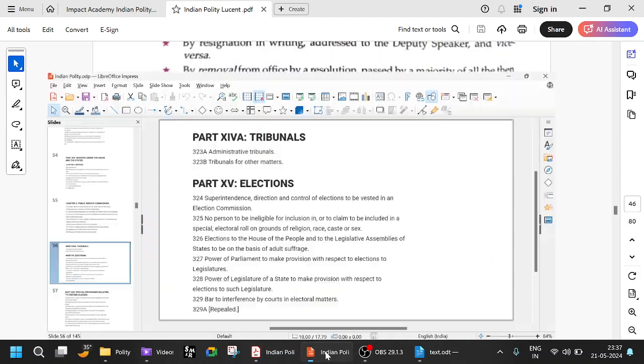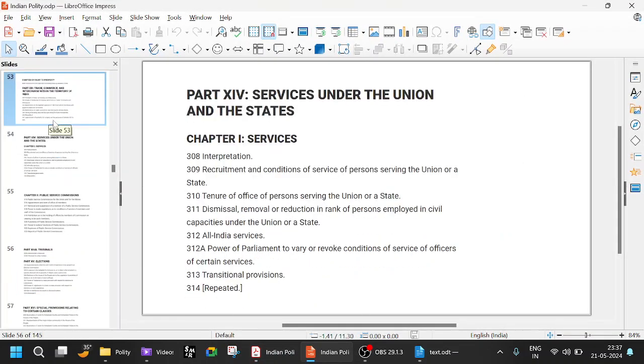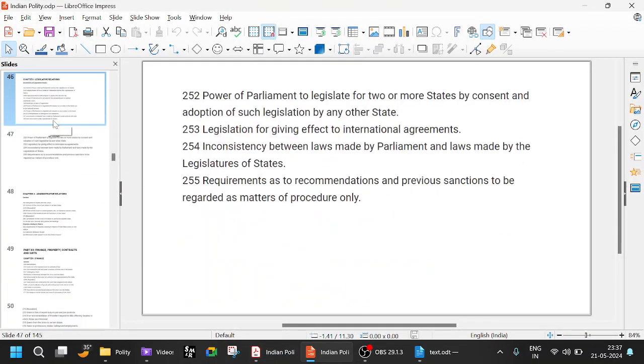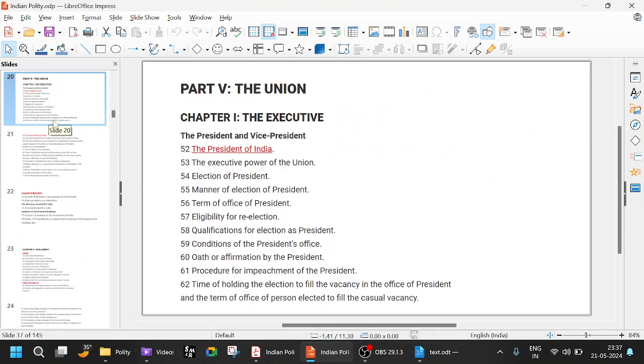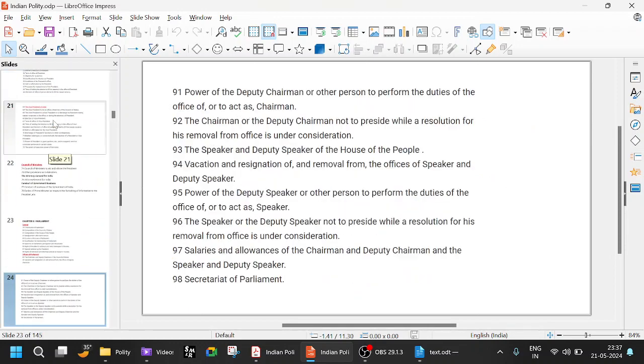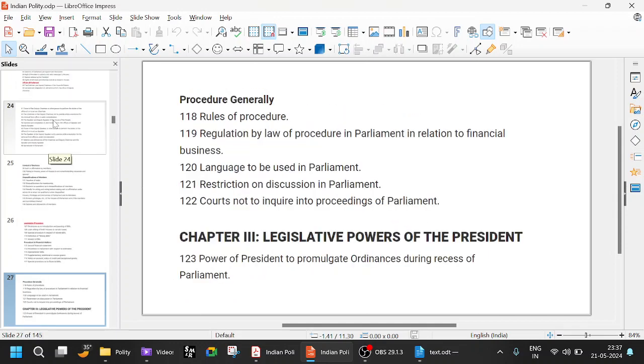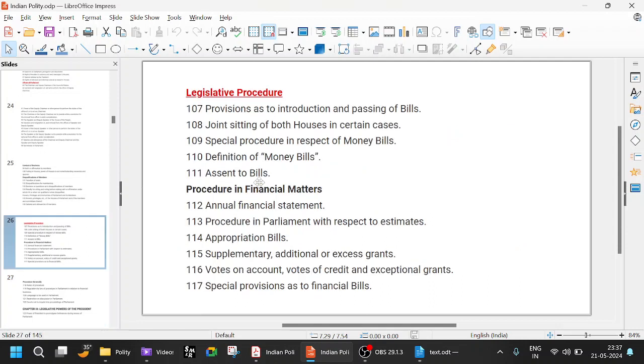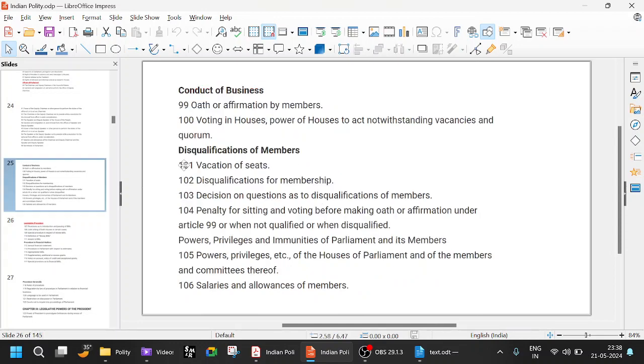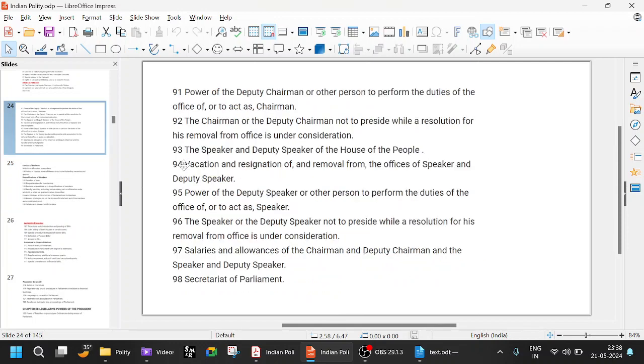Article 122: courts not to inquire into proceedings of Parliament. In general, if we talk about the Speaker, on the definition of money bills, the Speaker's decision is final. The Speaker decides whether it is a money bill or not, and that is final. So Article 110 is also very important.